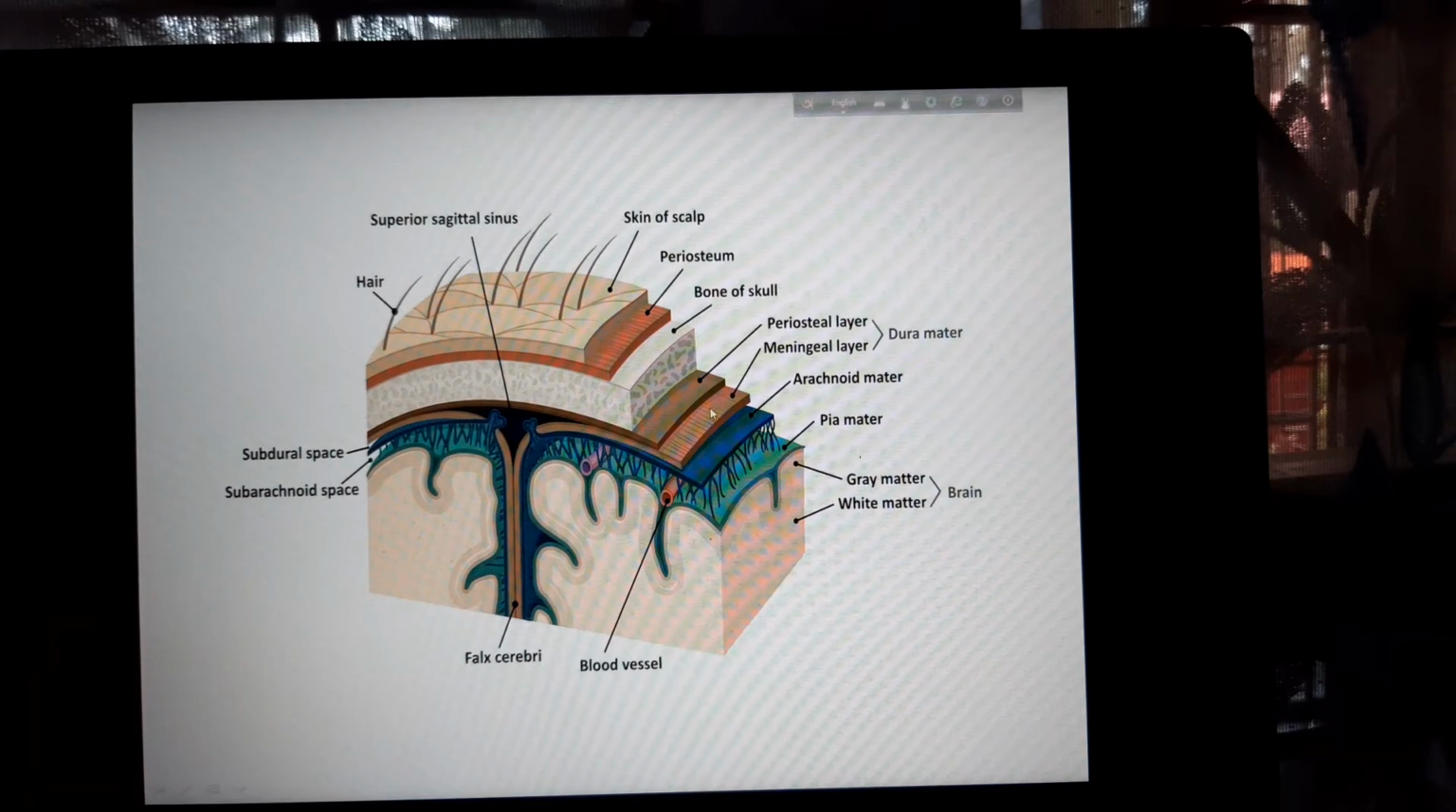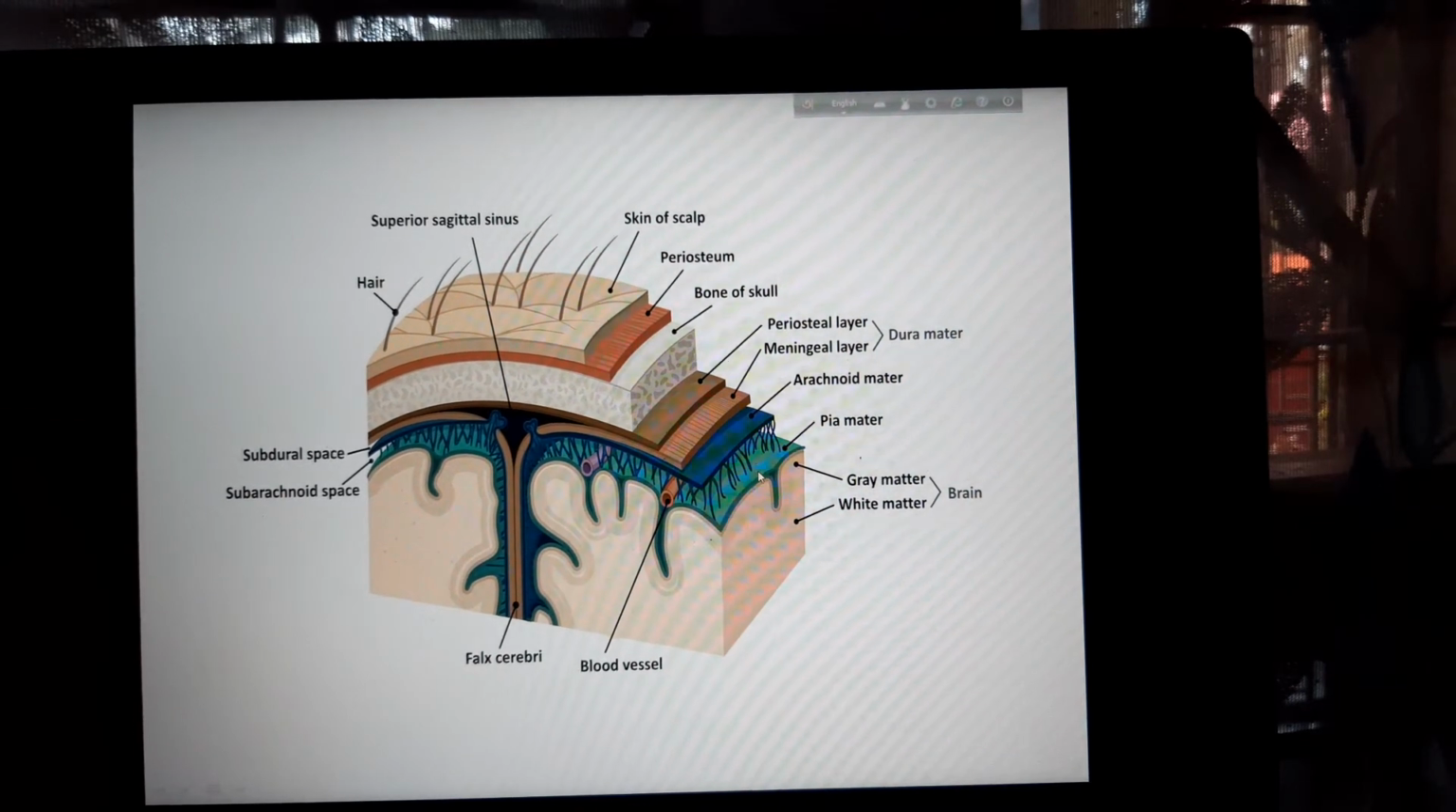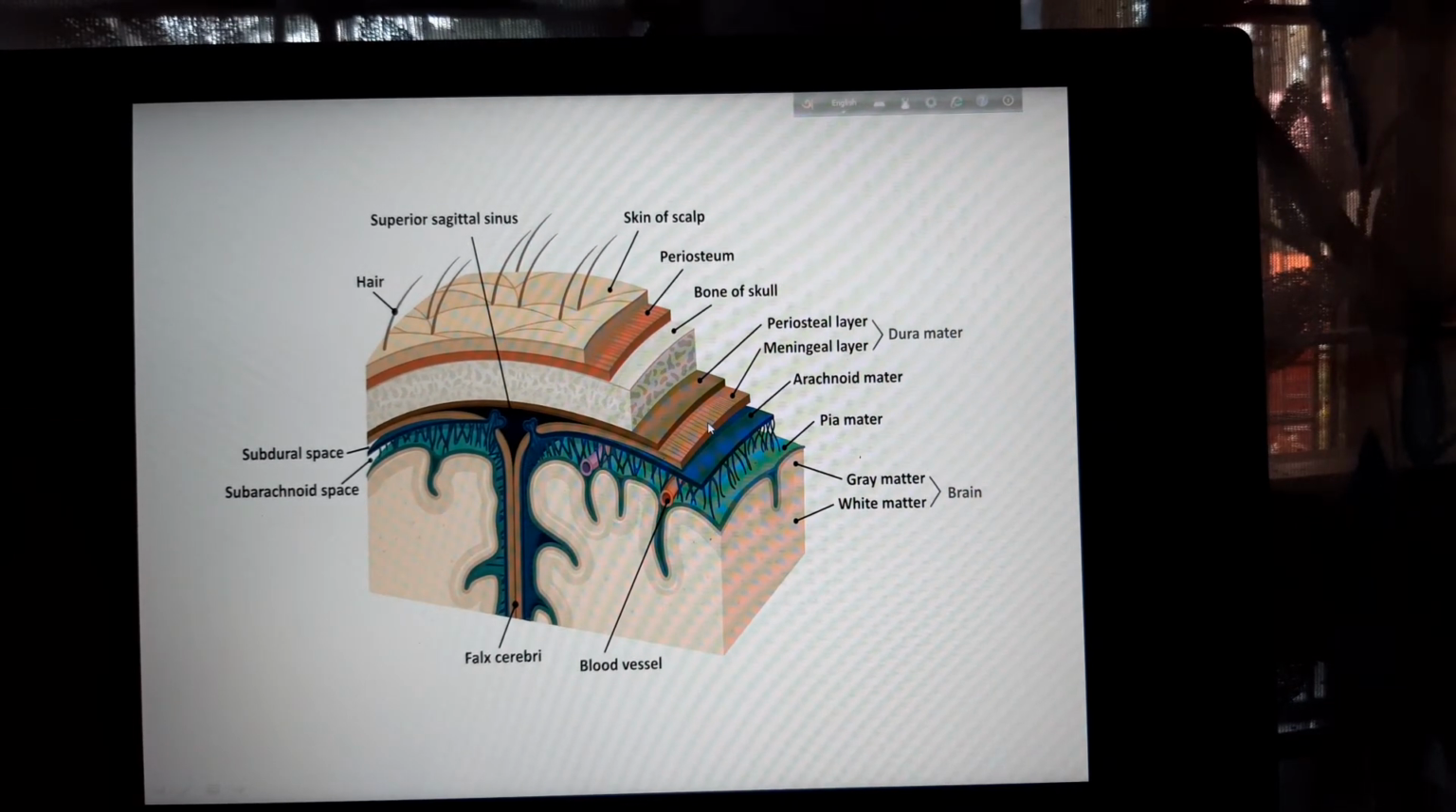The first is the dura mater. The second layer is the arachnoid, and the third one is the pia mater. These 3 layers of tissue, dura mater, arachnoid and pia mater, are called the meninges. There is a space between the dura mater and the arachnoid.